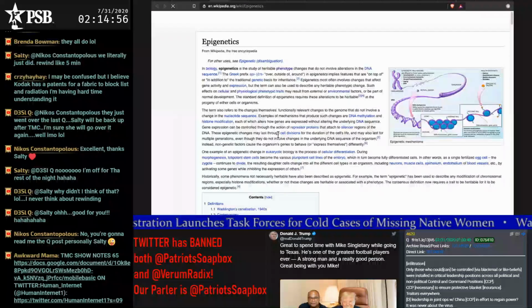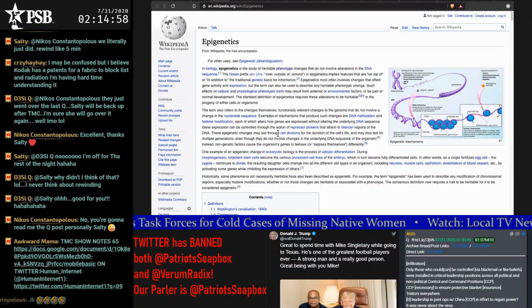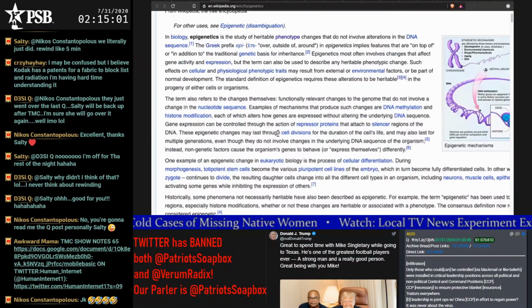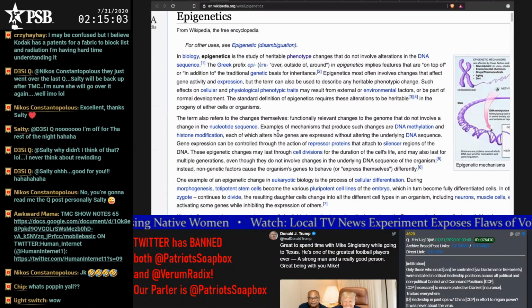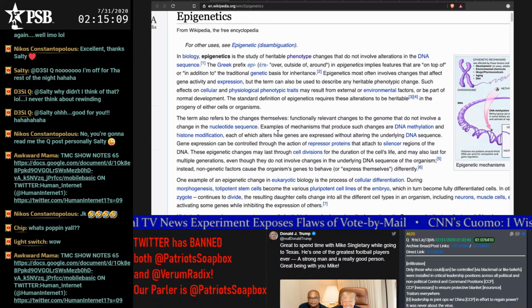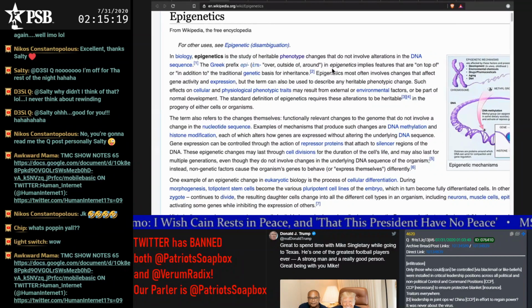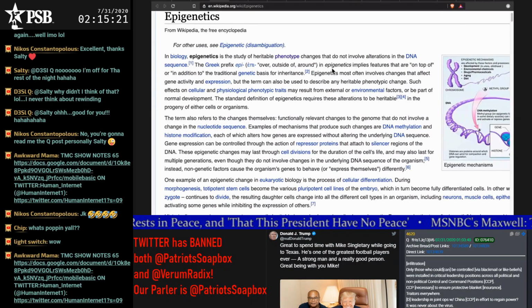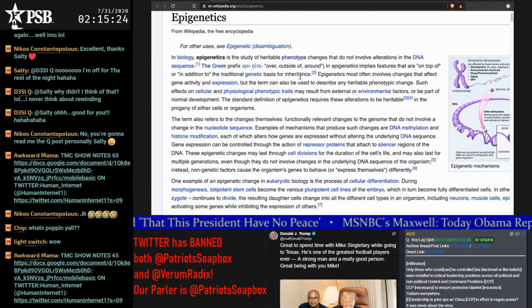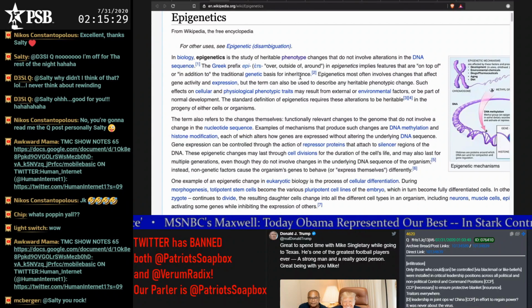Epigenetics. What's that? In biology, epigenetics is the study of heritable phenotype changes that do not involve alterations to the DNA. Epigenetics do not alter the DNA, right? The Greek prefix epi, over, outside of, or around, in epigenetics implies on top of or in addition to the traditional genetic basis for inheritance. Epigenetics most often involve changes that affect gene activity and gene expression.